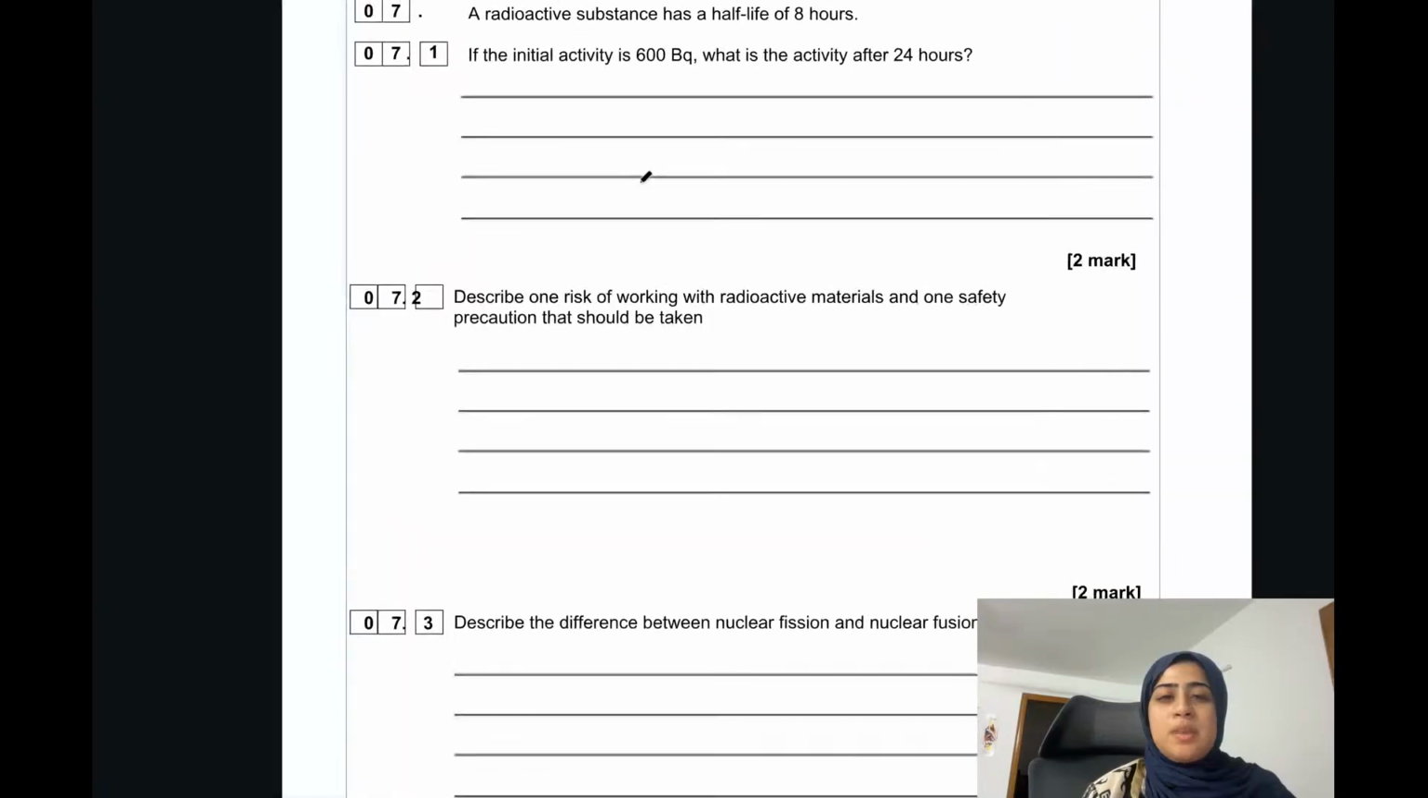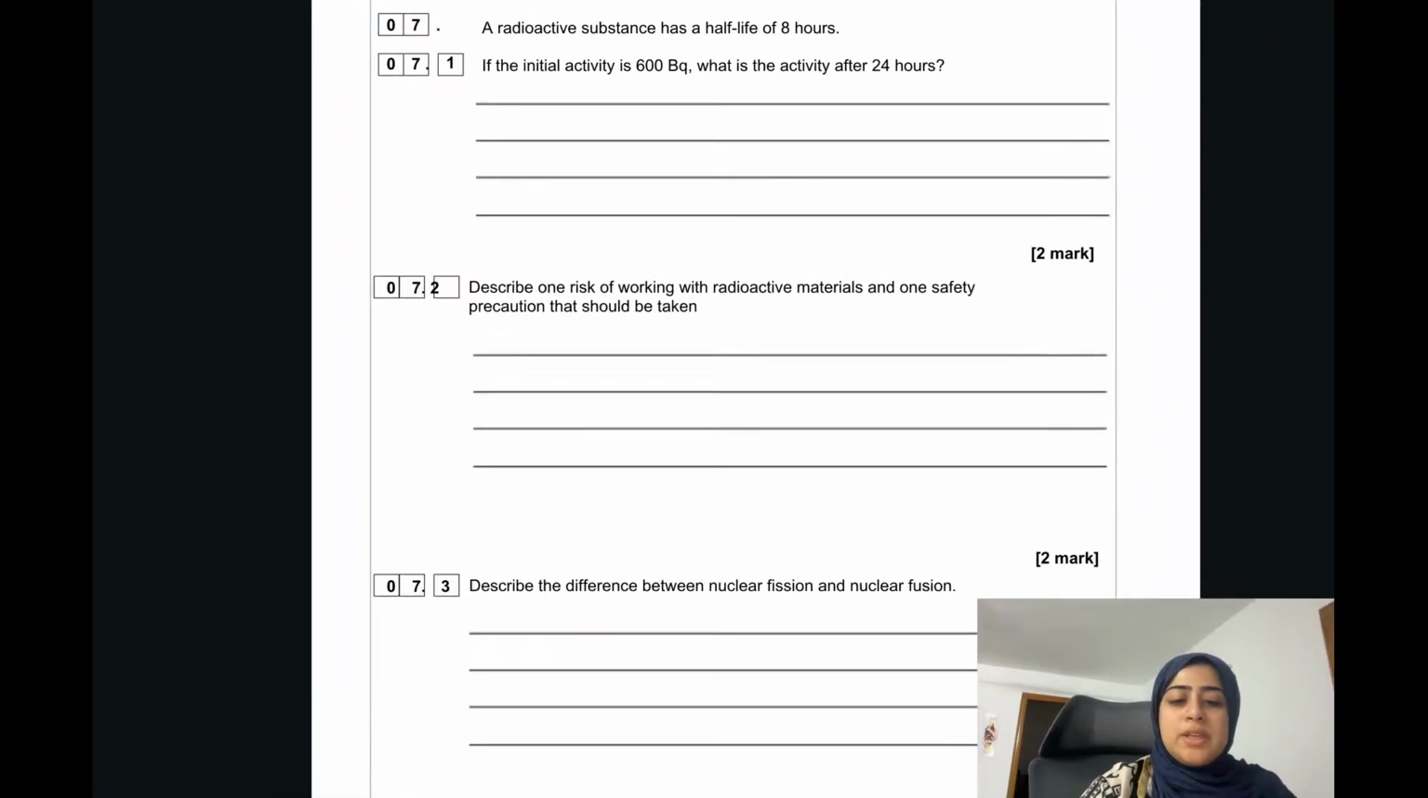Okay, so this is one that a lot of people struggle on, radioactivity. So it says a radioactive substance has a half-life of 8 hours. Okay, if the initial activity is 600, what's the activity after 24 hours? So how many half-lives have passed in 24 hours if each one is 8? Well, 8 times 3 is 24. So 3 half-lives have passed in that time.